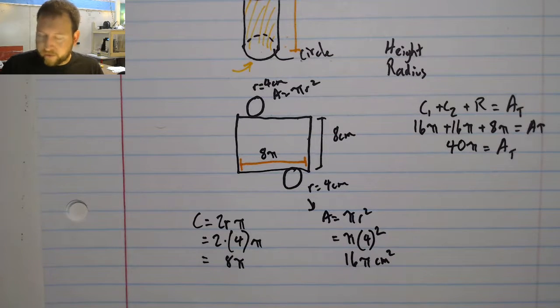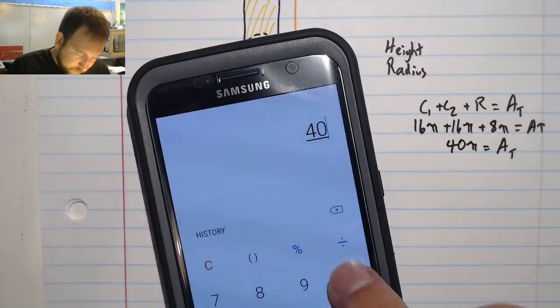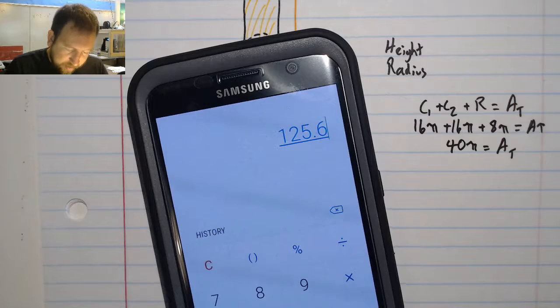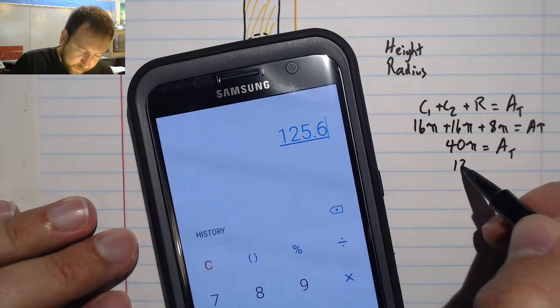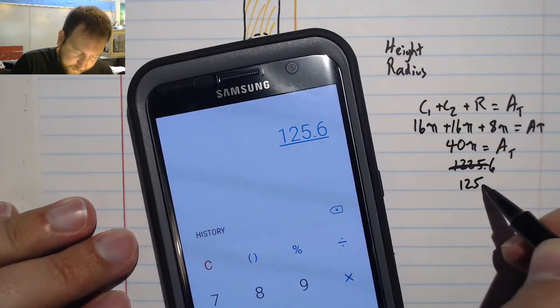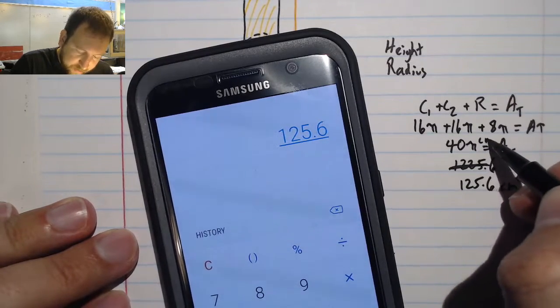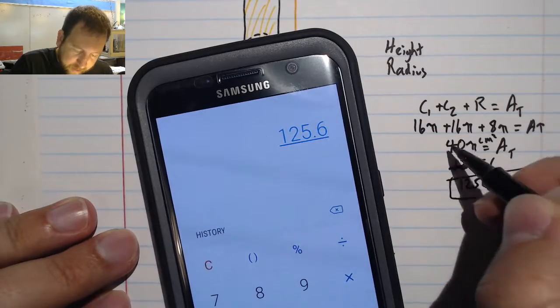If I wanted to turn that into a number using pi as an actual number or an approximate number, that would be 40 times 3.14, and that would get me 125.6 centimeters squared. And this would also be centimeters squared. I forgot to add that. And those would be our two answers.